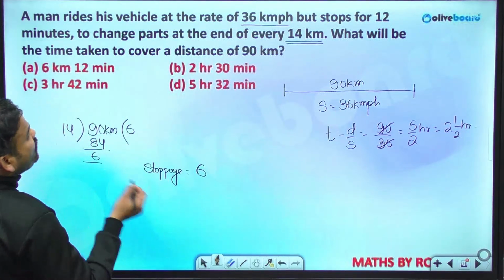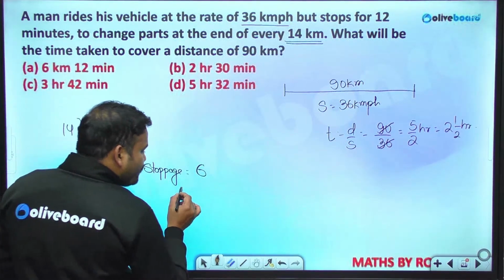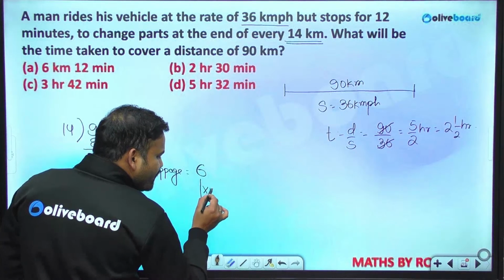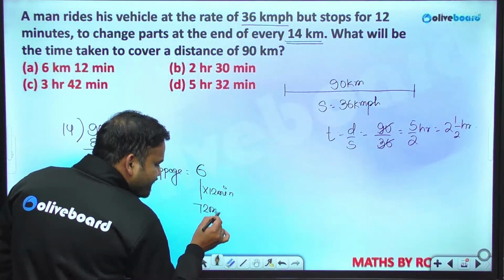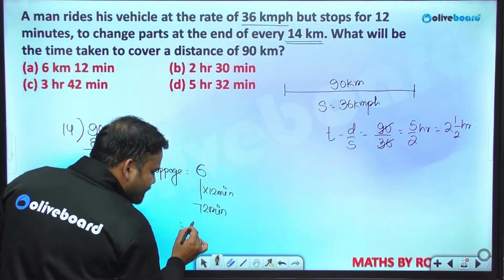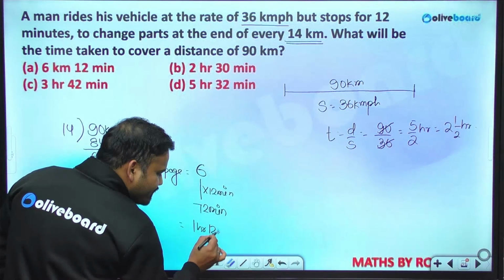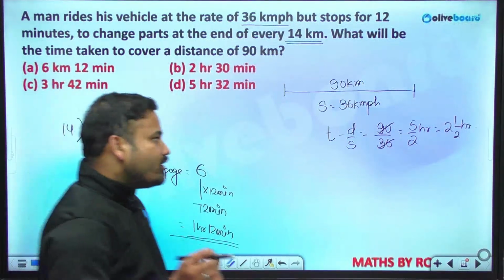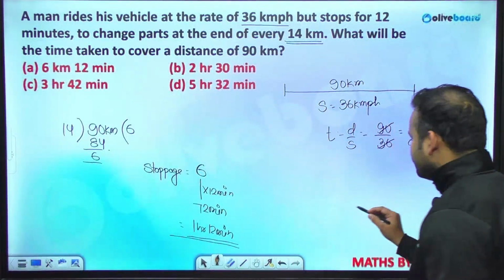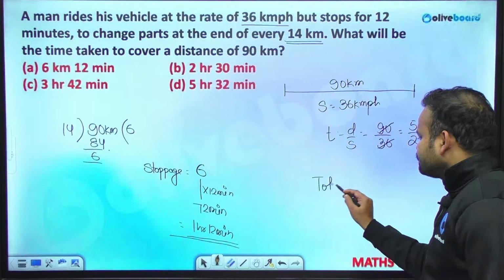And on each stoppage, you're taking 12 minutes. So 6 into 12 minutes, that is 72 minutes. 72 minutes is nothing but 1 hour 12 minutes. That means you are stopping for 1 hour 12 minutes on your way and you are driving for 2 hours 30 minutes. So what is the total time?